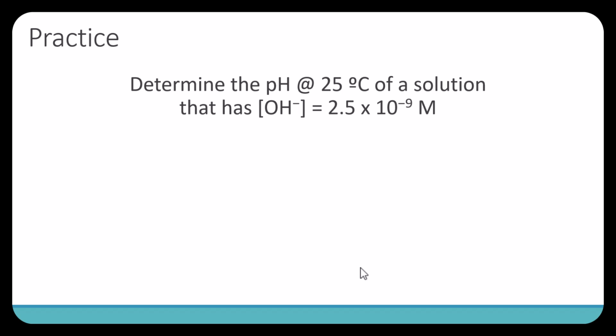So I'm asking you to determine the pH of a solution that has a hydroxide concentration of 2.5 times 10 to the negative 9. Go ahead and pause the video and see if you can solve it. I'll catch up to you in just a moment.